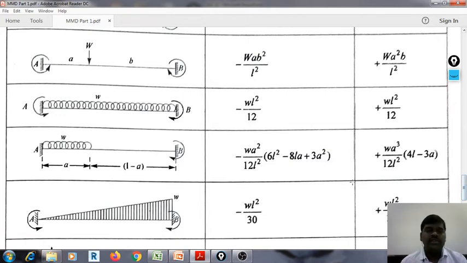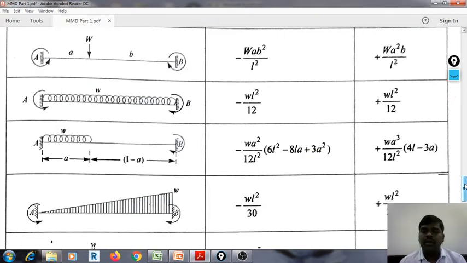If the UDL is there for some length a, as in the fourth one, the formula we use is M bar AB equals minus w a square by 2 L square into (6 L square minus 8 L a plus 3 a square), and M bar BA is equal to w a cube by 12 L square into (4 L minus 3 a). This one we have to remember.